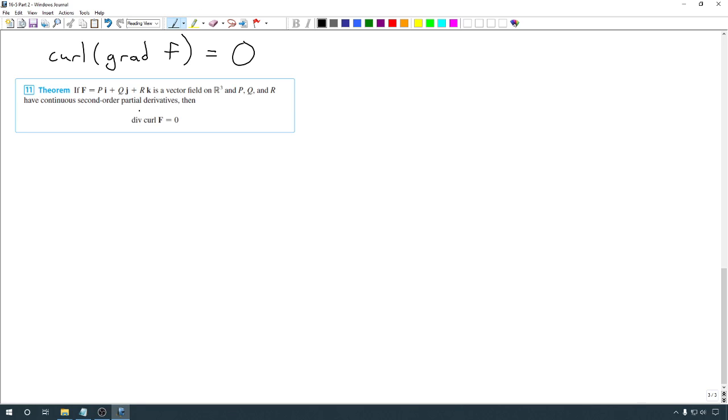It turns out, as long as we have continuous second partial derivatives, which is usually the case, the divergence of the curl is always equal to 0. And that's actually fairly easy to prove. If we write out the curl of f here, where f is pi plus qj plus rk, skipping all the writing it out in terms of a matrix or anything like that, just going back to our original definition.